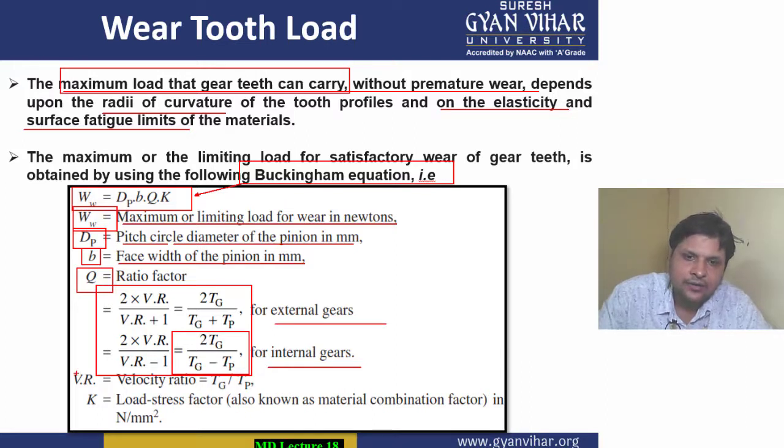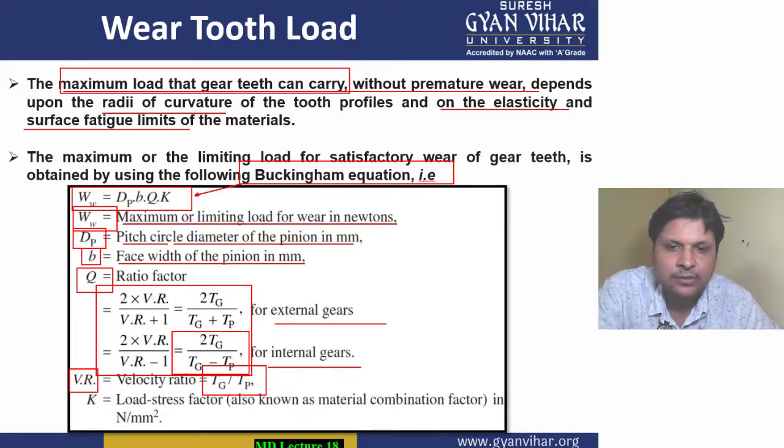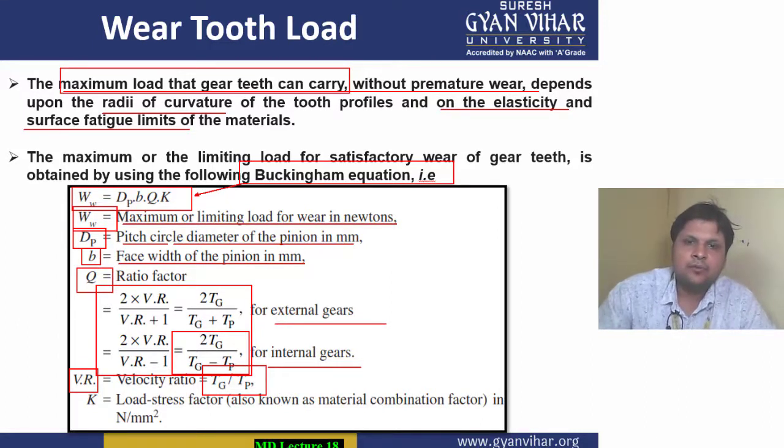Here VR, we all know, is the velocity ratio, and it is given by TG by TP, the number of teeth in the gear divided by the number of teeth in the pinion. TG by TP is the velocity ratio. Alright, one more factor is here, that is known as the load stress factor.